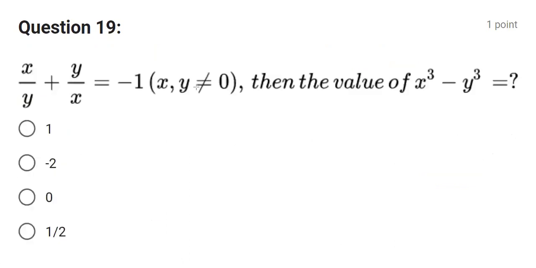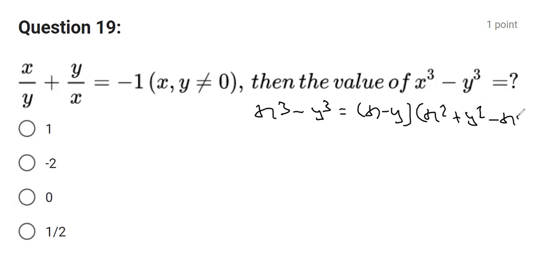In question number 19, we are given this expression and we have to find the value of x cube plus y cube. So let's see what is the value of x cube minus y cube. This is x cube minus y cube, which is actually (x minus y) times (x square plus y square minus xy). This is what we have.